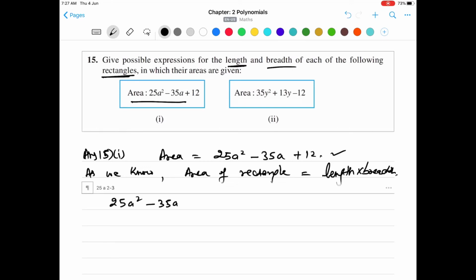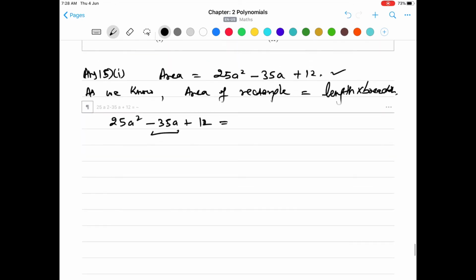So the polynomial that we have is 25a square minus 35a plus 12. We will find the factors of this polynomial by the method of splitting the middle term, like we did in exercise 2.4. So what we have to do first is multiply these two numbers, 25 into 12. 12 into 5 is 60, let me write 0, carry will be 6, and 12 into 2 is 24, plus 6 will be 30, so 300. So the product of these two numbers is 300.